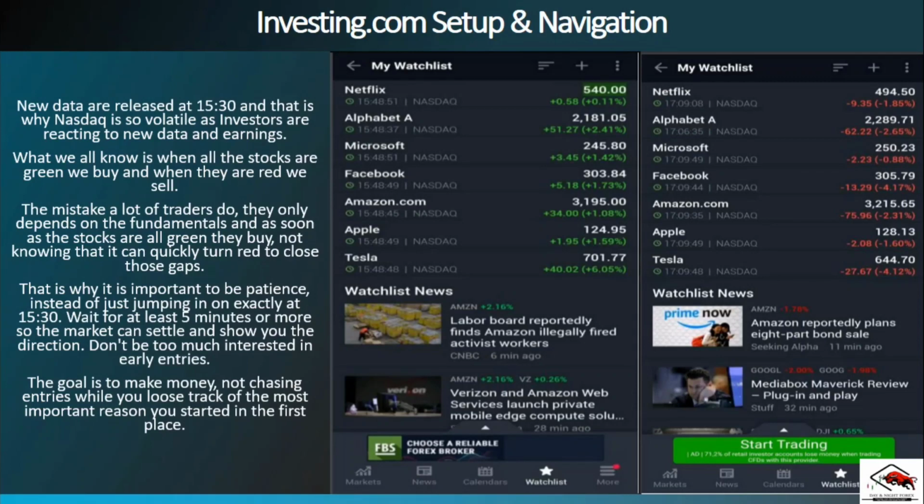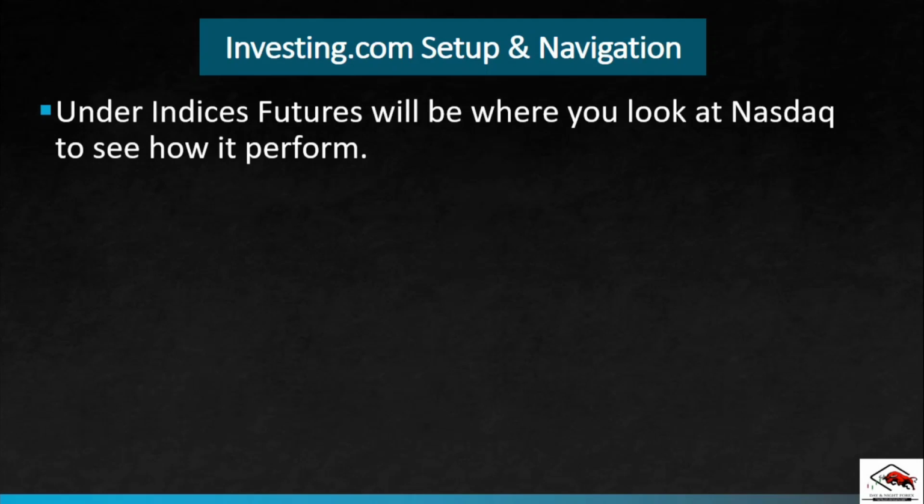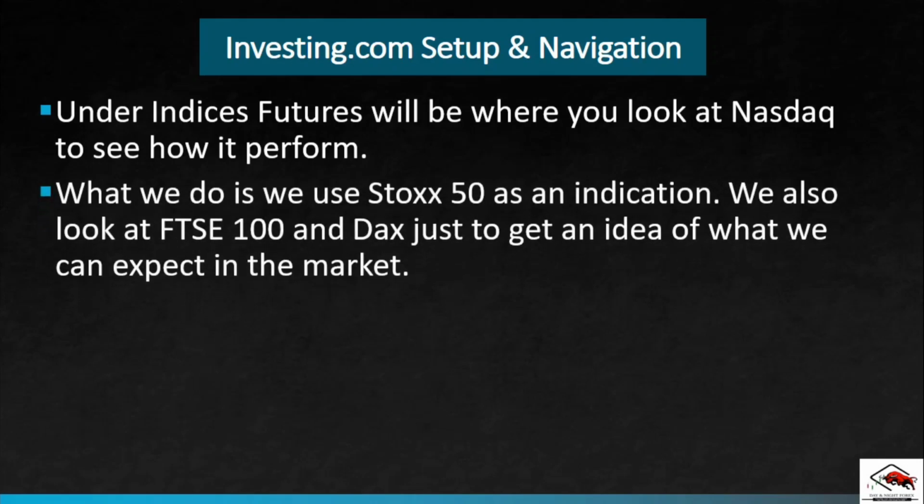To make a living and become a profitable trader. So on our investing app, the investing.com app, under indices, futures will be where you look at Nasdaq to see how it performs. What we do here is we use Stock 50 as an indication. We already know that if it is positive, then Nasdaq will follow it. We also look at the FTSE 100 as well as the DAX just to get an idea of what we can expect in the market.